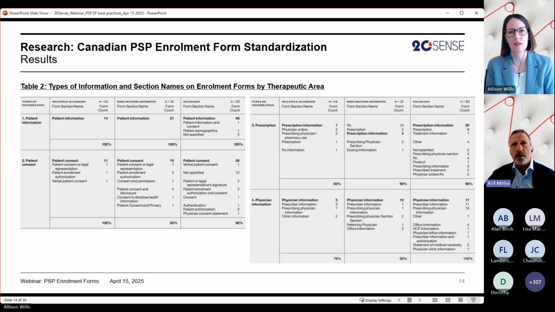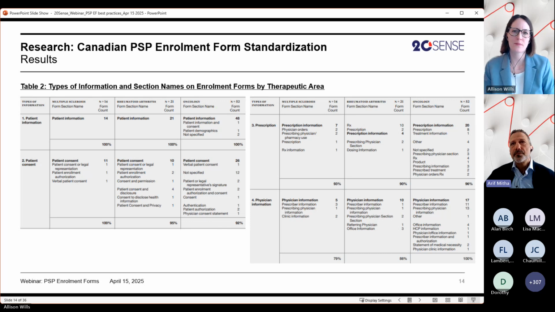Then when we go to oncology, there starts to be some variation. Patient information was called patient information on 48 of the 52 forms that were analyzed. The rest, 4 forms, were called something else: patient information and consent, patient demographics, or not specified. Let's go to a more complicated one. Let's go to the prescription one on the right, number 3.